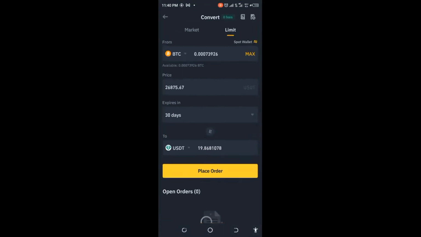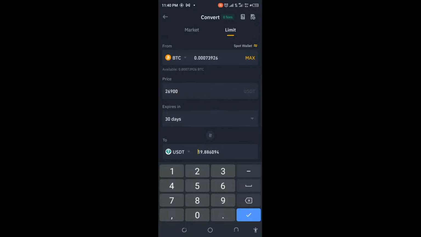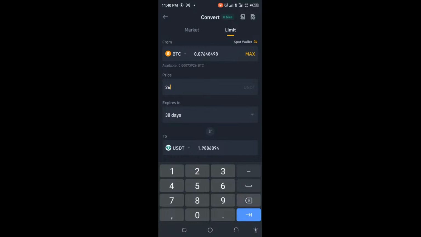19.86. Nah, I want to make sure I have more. So is this gonna allow me to have more? I don't know. Let's go and check. See if I make it 26,900. What will I get? Okay, that's 20. It's looking so small. Okay, maybe we should make this 27,000.